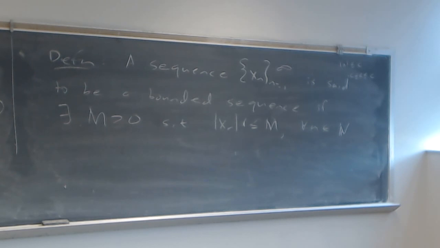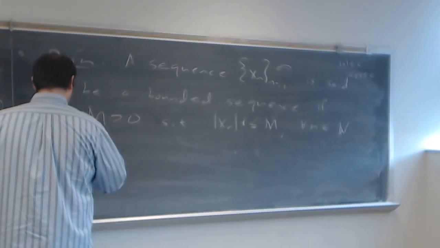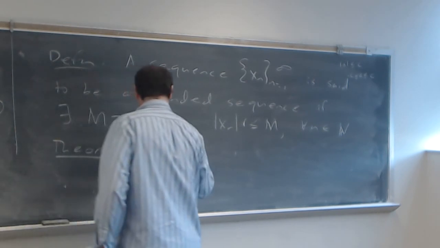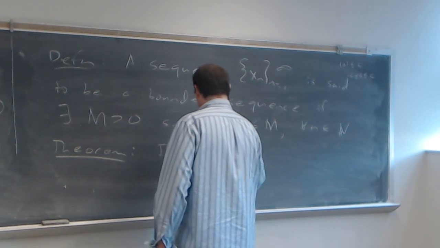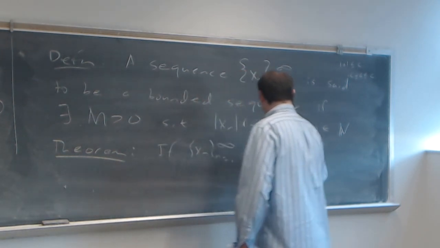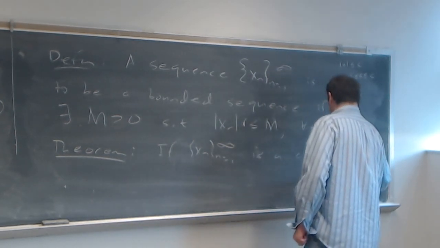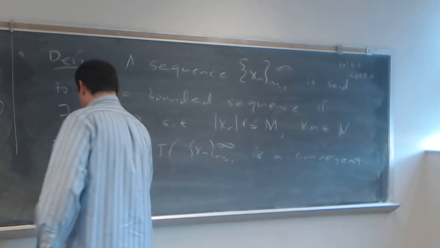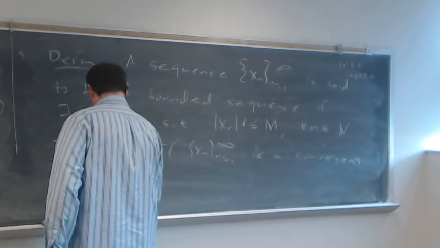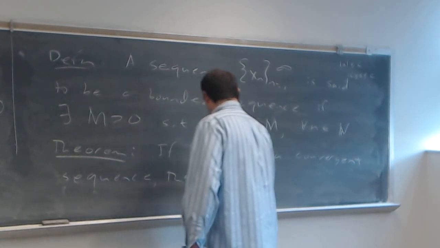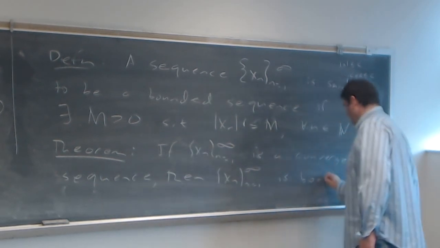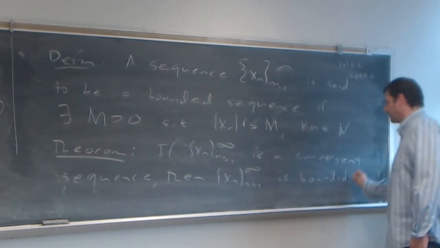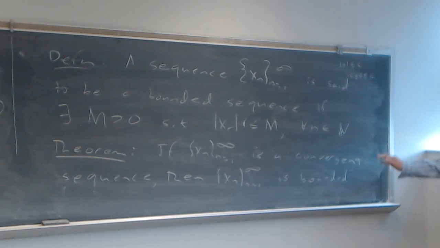Okay. Well, let me write up this statement that we're going to prove. So it's a theorem. If X of n is a convergent sequence, then X of n is bounded. That's something we're going to prove next time. That's the statement we're going to prove.